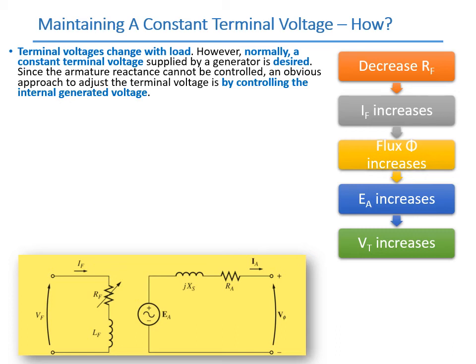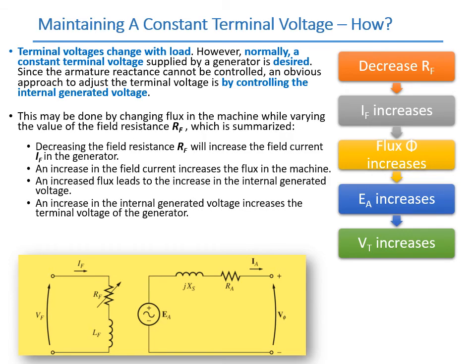Okay, since the armature reactance cannot be controlled, an obvious approach to adjust the terminal voltage is by controlling the internal generated voltage. Okay. Yeah, so if you look at the equivalent circuit diagram here, to allow us to control this, we can either change the voltage here, but as it's been mentioned, it's not controllable. So the only possible way is by changing this EA, or internal generated voltage.